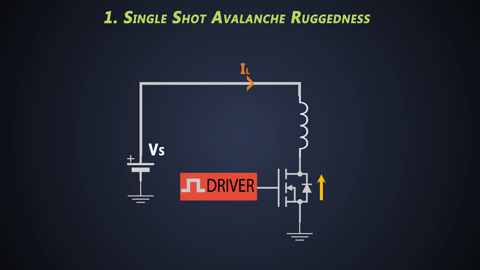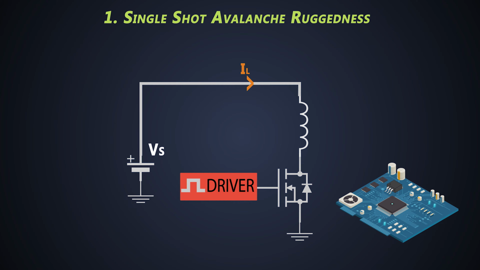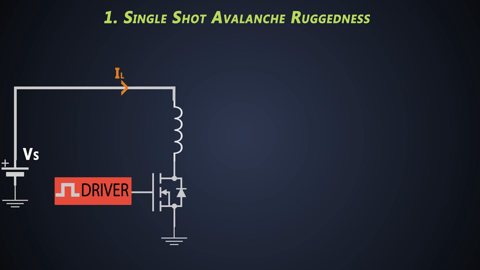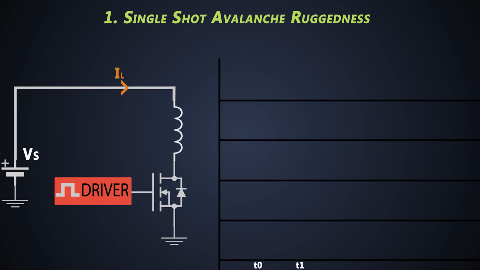Well, energy is not the real issue here. The current and temperature are the real culprits. So the avalanche event occurs in such a short time period that the heat doesn't have time to be transferred to the PCB on which the MOSFET is mounted. We'll see the waveforms of the circuit behavior to understand this in a better way.